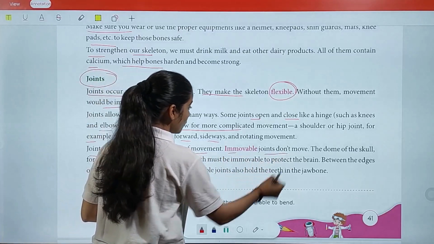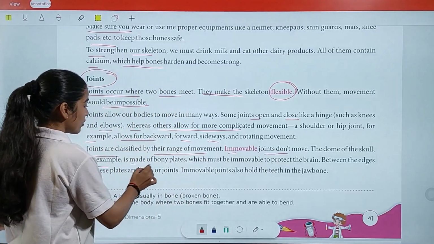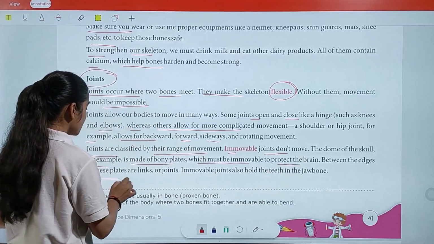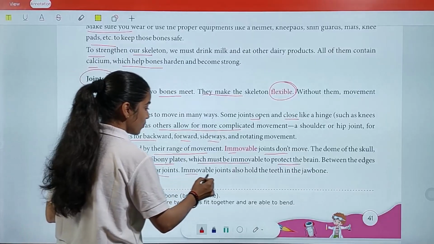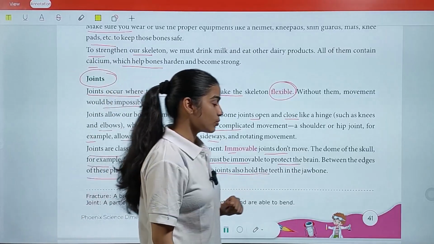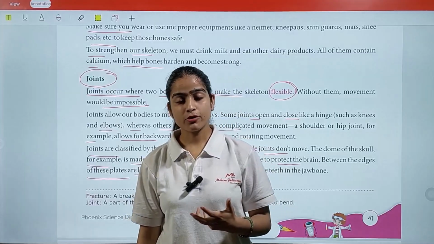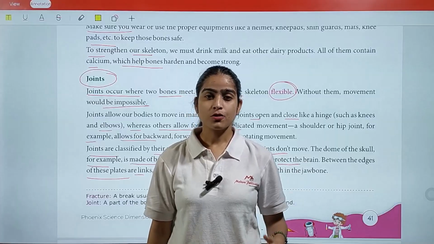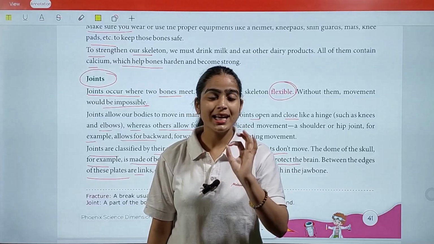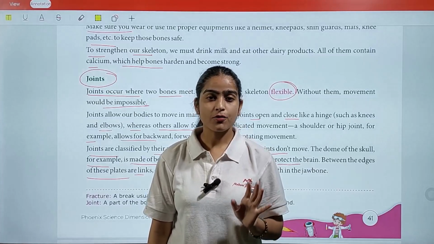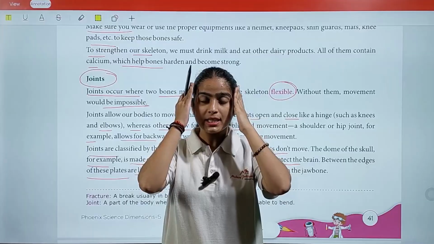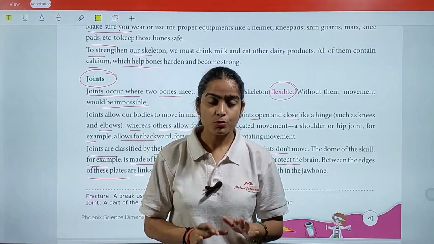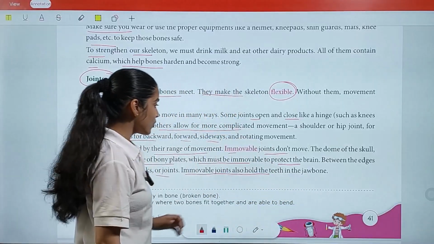Immovable joints don't move. The dome of the skull, for example, is made of bony plates which must be immovable to protect the brain. Between the edges of these plates are joints. Immovable joints also hold the teeth in the jawbone. So we have two kinds of joints: immovable, which do not show any kind of movement, and movable, which show movement. Your teeth do not show any movement, and that is also a kind of joint. We have joints in our skull as well, but they do not move, to protect our brains. So this is called an immovable joint.